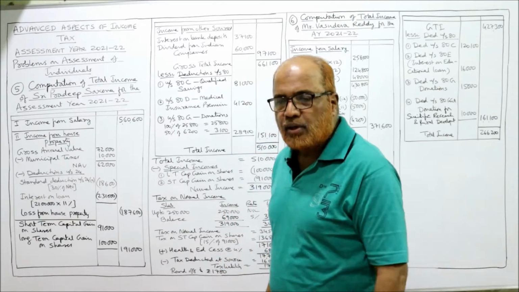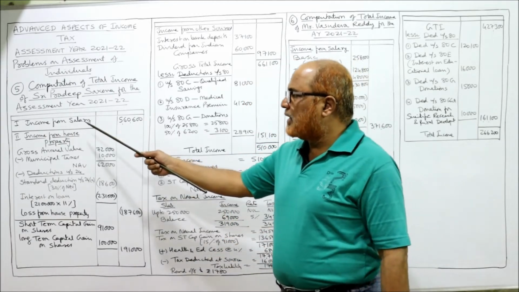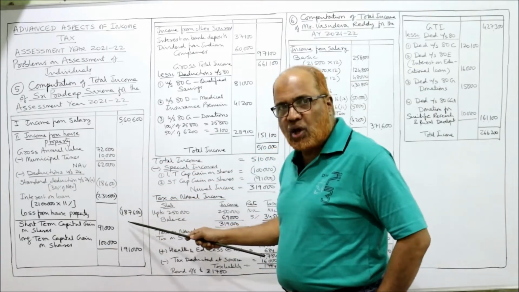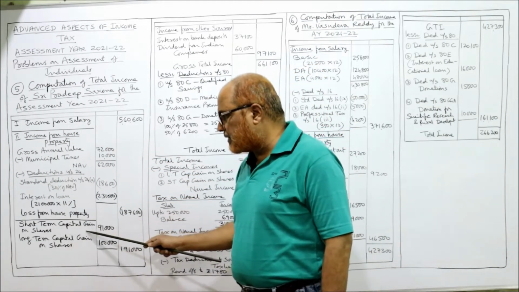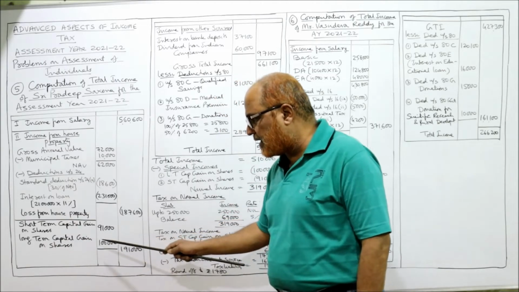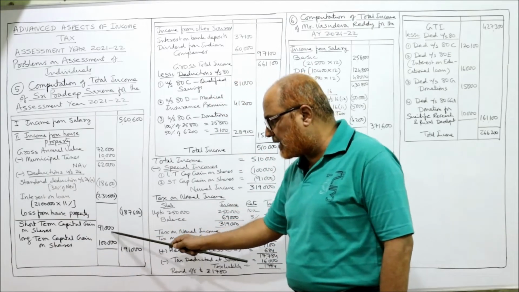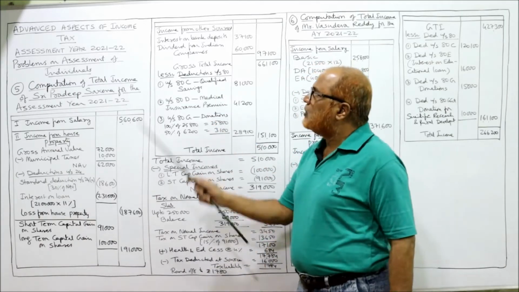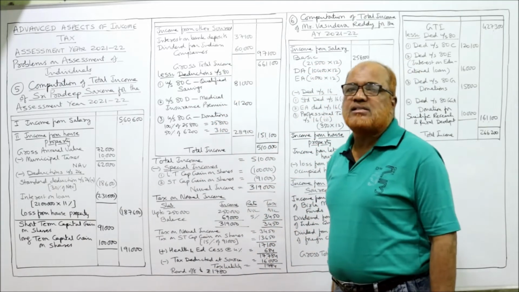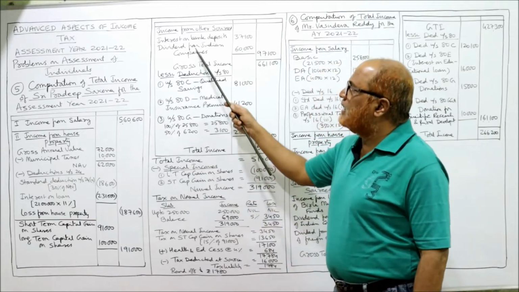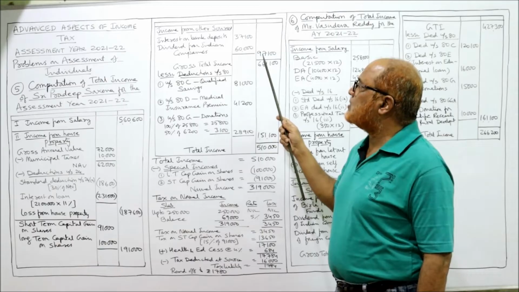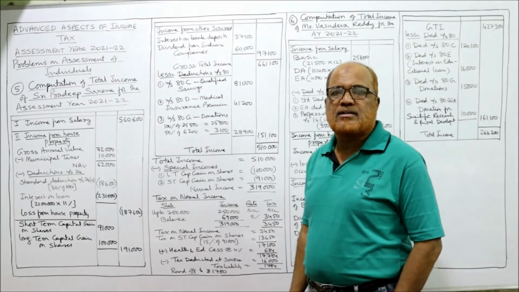Lastly, first of all, we have computed income from salary, which is given. Income from house property we have computed. There is a loss from house property. Short-term capital gain 91,000. Long-term capital gain on shares 1 lakh. So total capital gain is 1,91,000. Now income from other sources. Interest on bank deposit 37,100. Then dividend on Indian company shares 60,000. So total income from other sources 97,100.